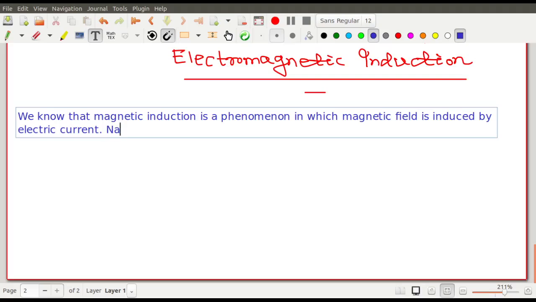So now, naturally, we can think of the reverse, just like Newton's third law, the effect of one on another. We have understood that current can produce a magnetic field. So can we think of the reverse, that is, whether a magnetic field can produce a current?